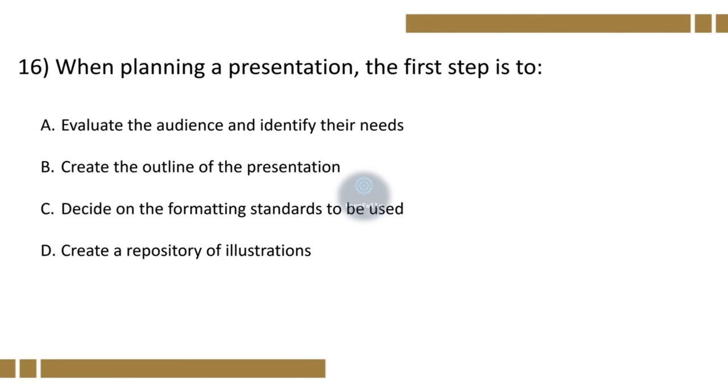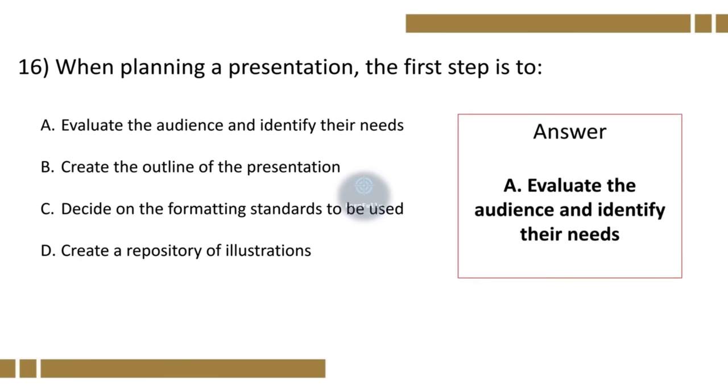Question 16. When planning a presentation, the first step is to option A, evaluate the audience and identify their needs. Option B, create the outline of the presentation. Option C, decide on the formatting standards to be used. Option D, create a repository of illustration. And the correct option is A.